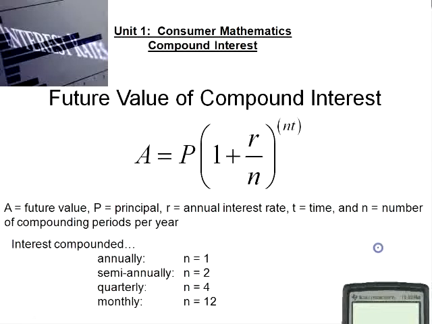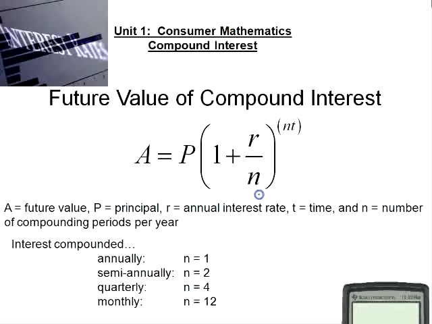When you make an investment in an account that earns compound interest, interest is periodically calculated and added to the account balance. This allows your investment to earn interest on interest, and you earn more money than in a simple interest account. The formula for the future value of compound interest is A, the future value or the amount at the end of the investment, equals P, the principal or the original amount, times the quantity in parentheses 1 plus R over N raised to the NT power.